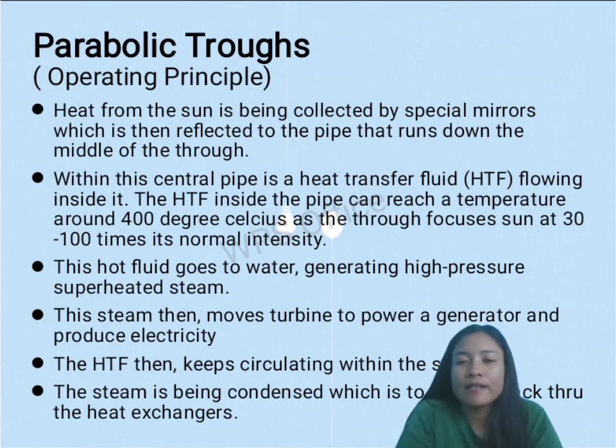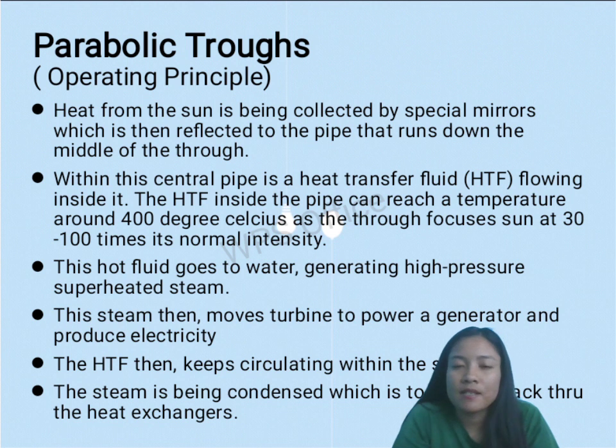So, operating principle ng parabolic trough is, the first one is the heat from the sun is being collected by special mirrors, which is then reflected to the pipe that runs down in the middle of the trough. Next is, within this central pipe is a heat transfer fluid or the HTF flowing inside it. The HTF inside the pipe can reach a temperature around 400 degrees Celsius as the trough focuses sun at 30 to 100 times its normal intensity, katulad ng nasabi kanina.